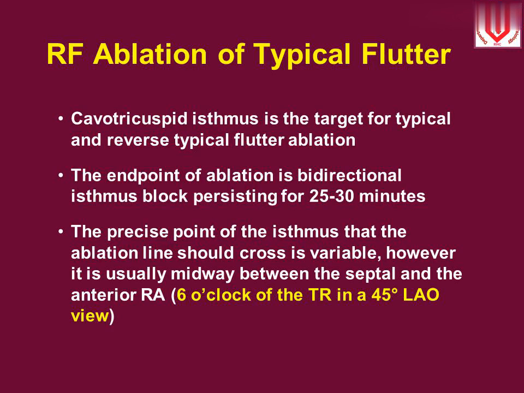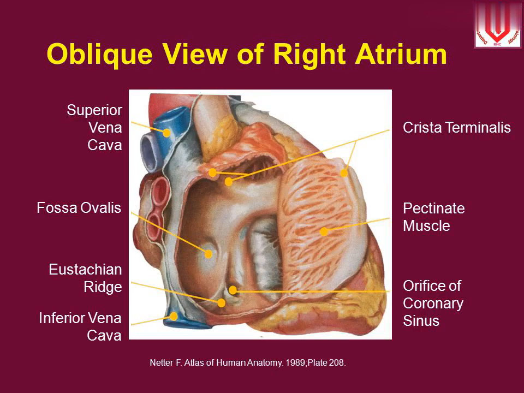RF ablation of typical flutter. The cavotricuspid isthmus is a target for typical and reverse typical flutter ablation. The endpoint of ablation is bidirectional isthmus block persisting for 25 to 30 minutes. The precise point of the isthmus that the ablation line should cross is variable, however it is usually midway between the septal and the anterior RA, 6 o'clock of the TV in a 45 degree left anterior oblique view of the right atrium.